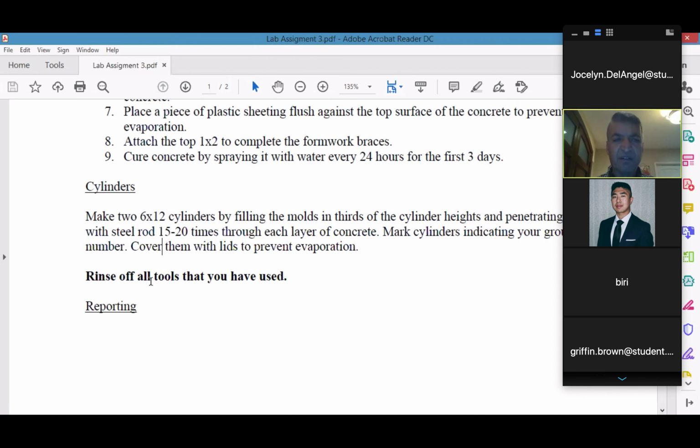And what is the reason for the cylinders? We want to determine the actual f'c. The bag told us it is 4,000 PSI, but the actual f'c is what you get tested in the lab, at what pressure it is going to break. That's your actual f'c. All right? So we'll talk more about that.